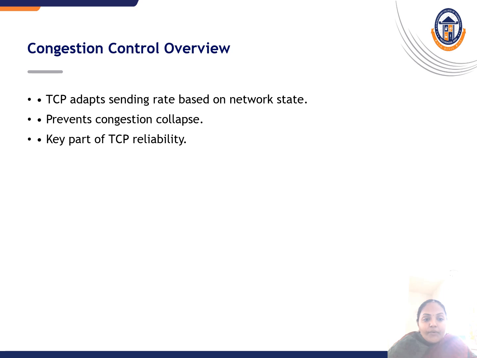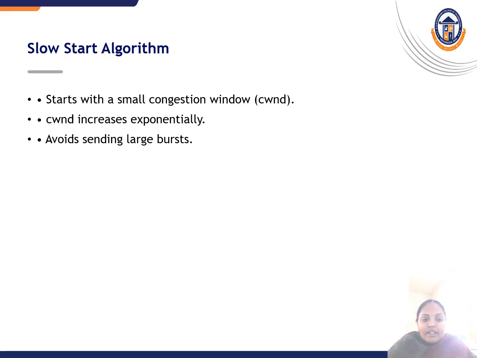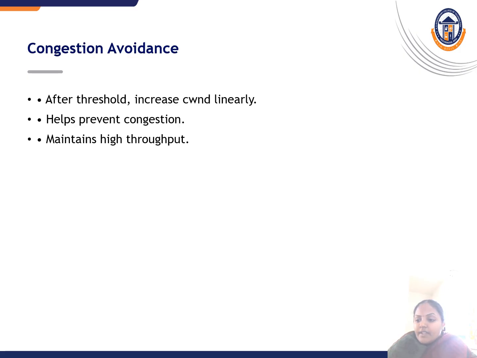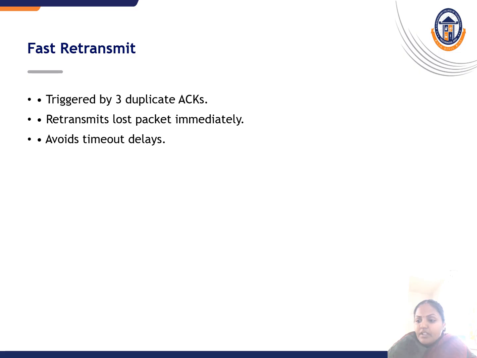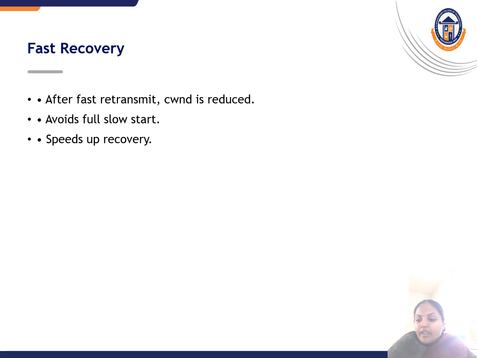The next one, fast retransmit and fast recovery. Sometimes TCP detects loss not by a timeout, but when duplicate acknowledgements occur. Fast retransmit: if the sender receives 3 duplicate acknowledgements, it immediately retransmits the missing segment without waiting for a timeout. The fast recovery: TCP cuts the congestion window by half instead of starting from 1.